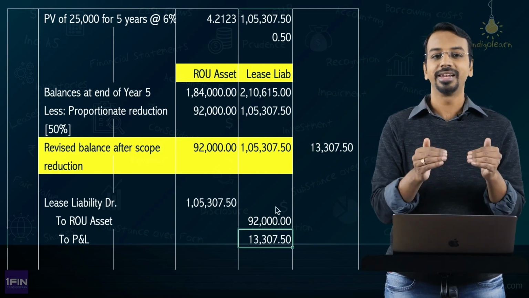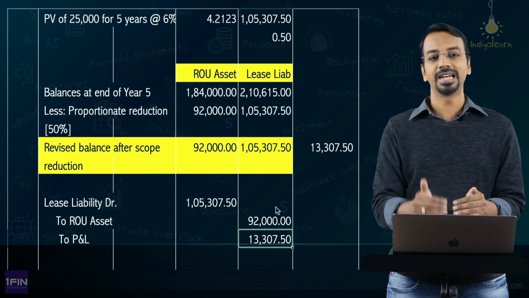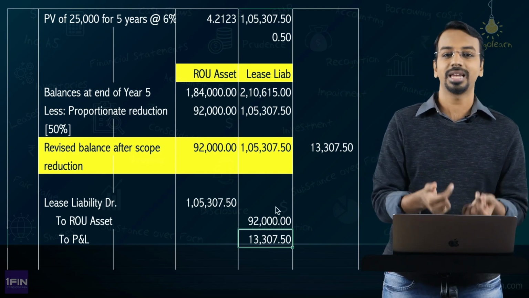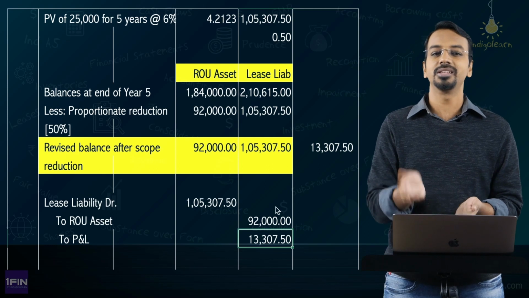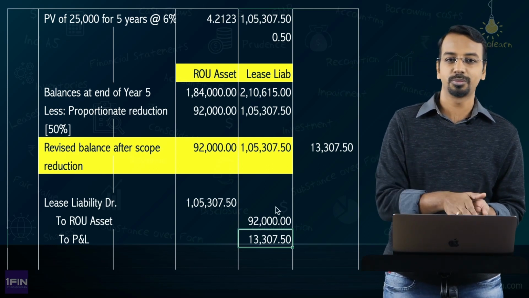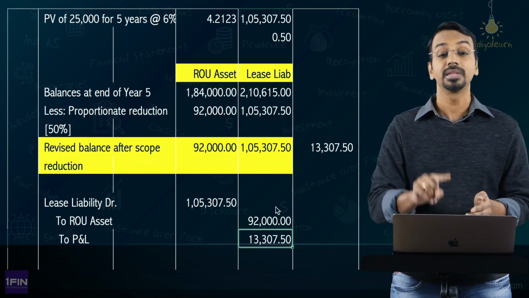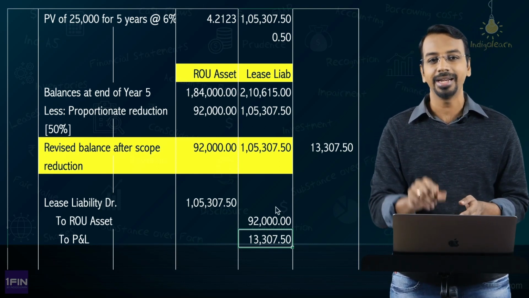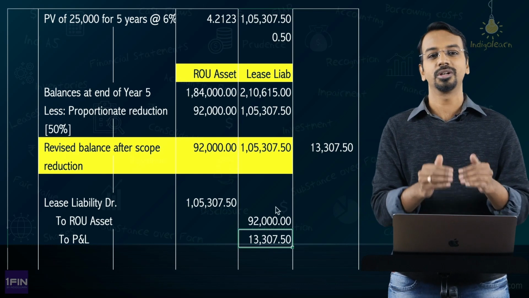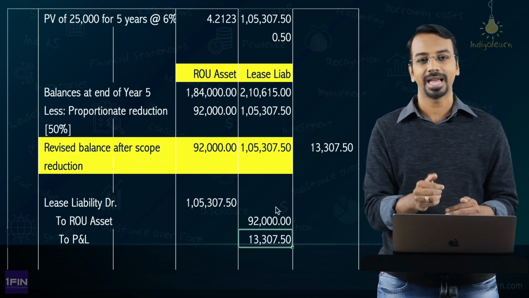We have just covered reduction in scope. Let us now move on and remeasure the liability. Why remeasure the liability? See, there is a lease modification. Okay, because of lease modification, the rentals have changed. So we will have to remeasure the liability using revised discount rate and do the corresponding adjustments to the lease liability and right of use asset.